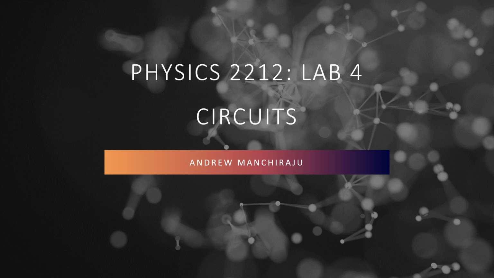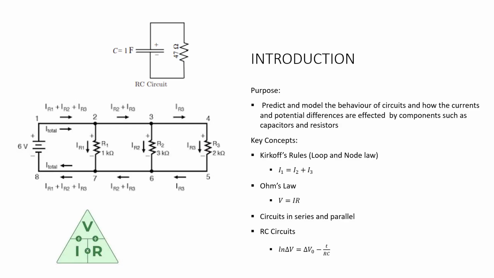Hello, I'm Andrew Montrose. This is Physics 2212, Lab 4, all about circuitry. The purpose of this lab is to predict and model the behavior of circuits and how the currents and potential differences are affected by components such as capacitors and resistors.